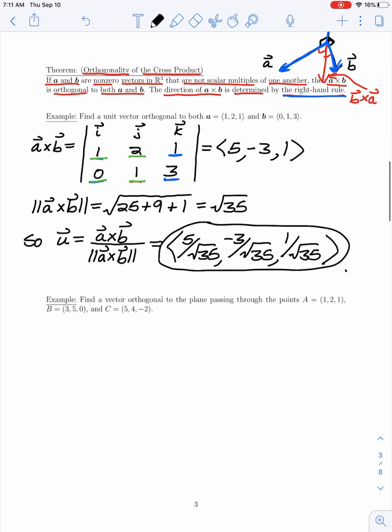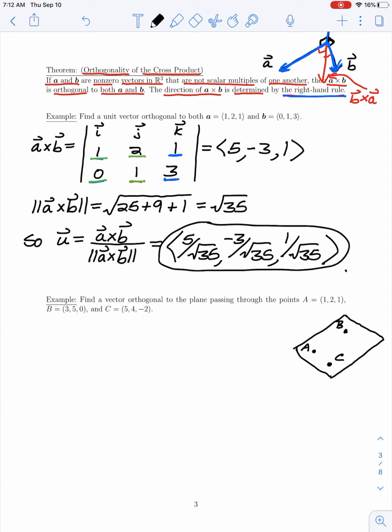So let's look at another example. Here we are asked to find a vector which would be orthogonal to the plane passing through the points A, B, and C, which are given here. So let's try to visualize this. We haven't really formally discussed planes in space yet, but intuitively, let's say that we have some plane in 3 dimensions, and it's containing these 3 points, A, B, and C.